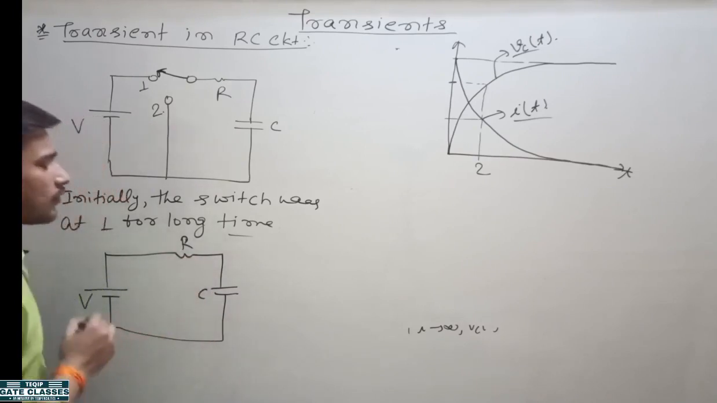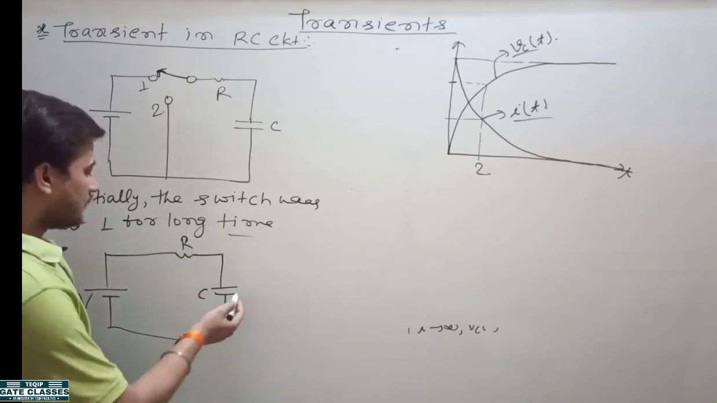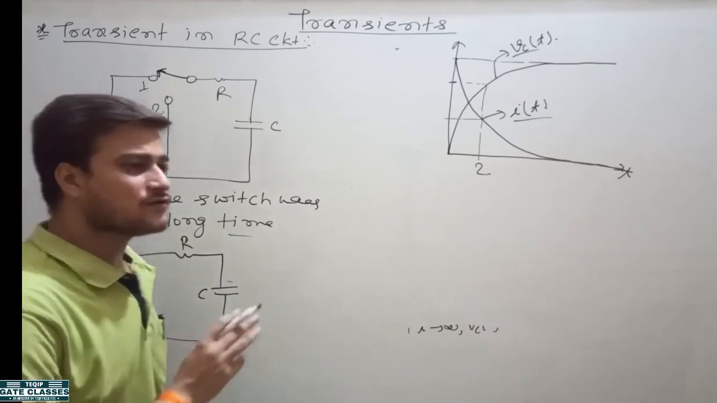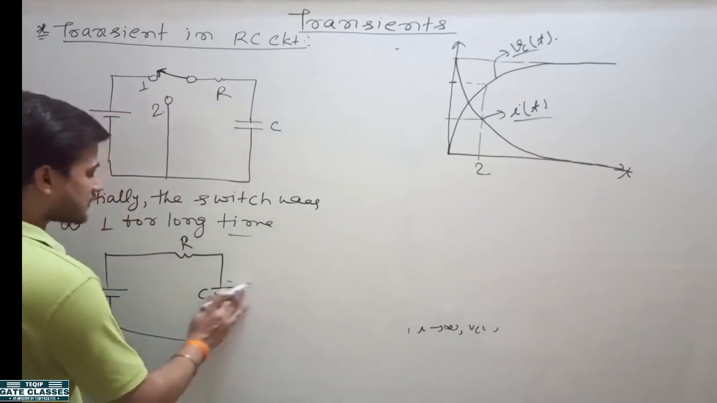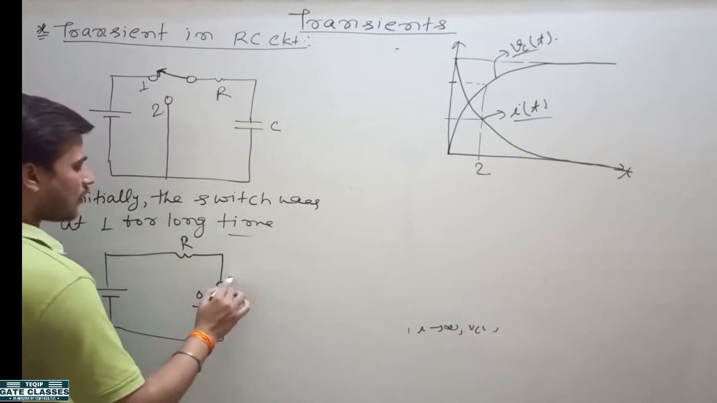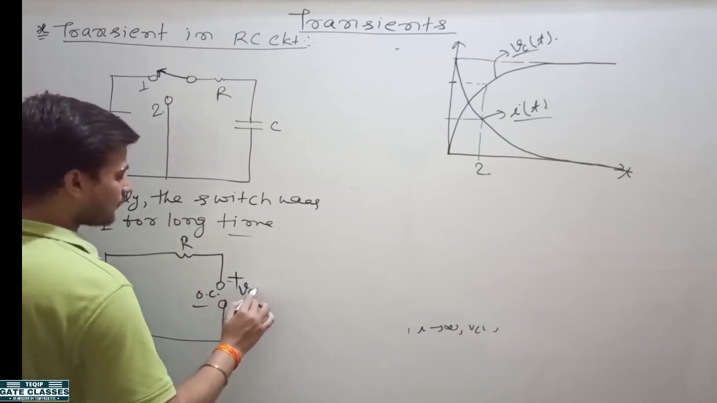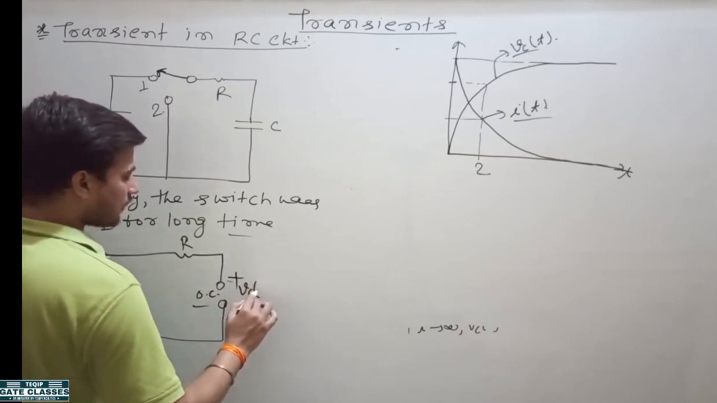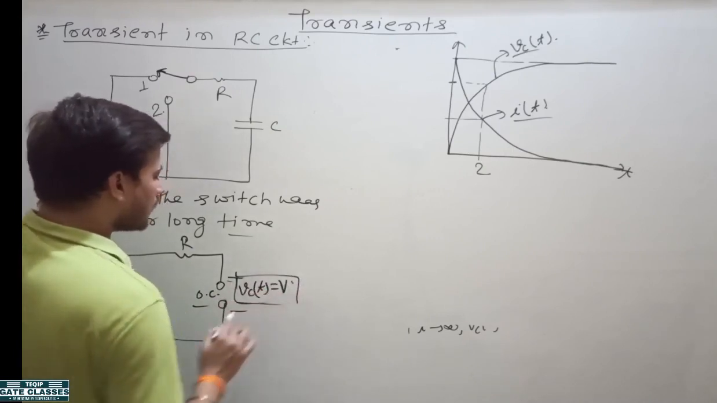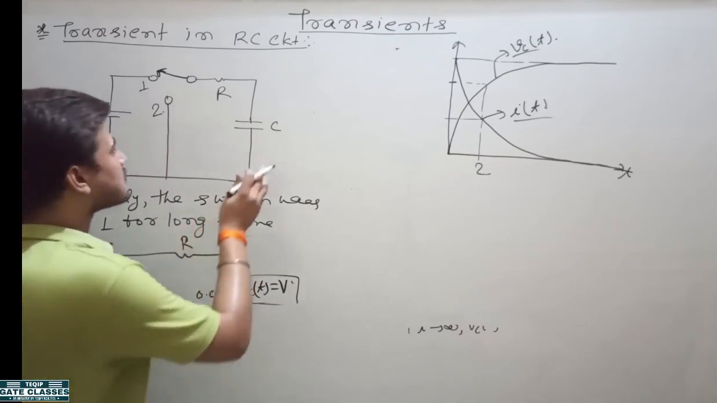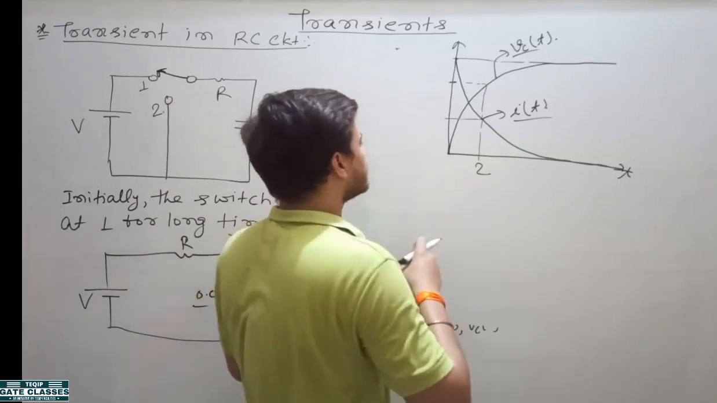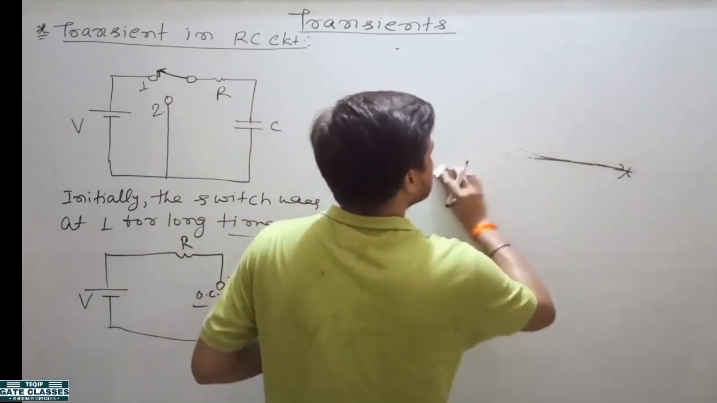Now if you talk about long time, that means this capacitor would have been fully charged. If this capacitor was fully charged, then you can replace this capacitor by an open circuit, and you can say this voltage was nothing but V. That means the capacitor was initially charged by a voltage V.